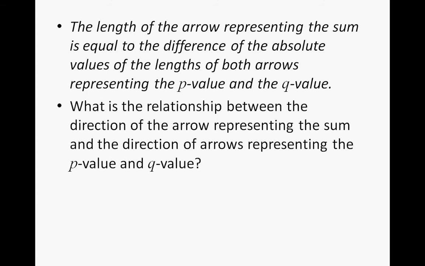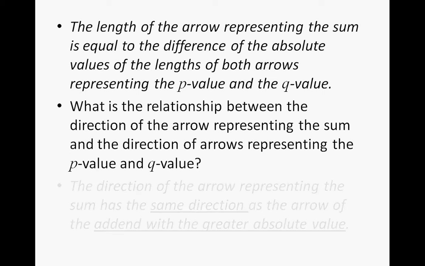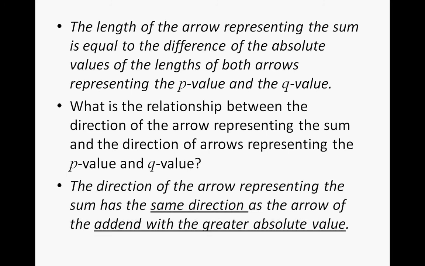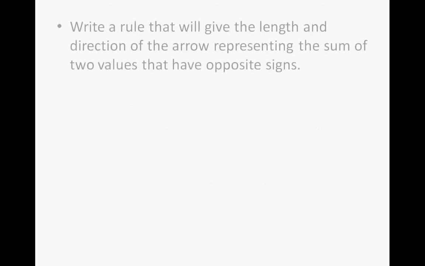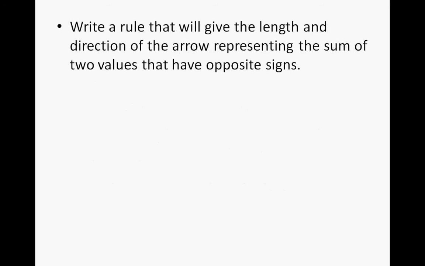So what is the relationship between the direction of the arrow representing the sum and the direction of the arrows representing the p-value and the q-value? Well, the direction of the arrow representing the sum has the same direction as the arrow of the addend with the greater absolute value. So write a rule that will give the length and direction of the arrow representing the sum of two values that have opposite signs. See if you can do this on your own.